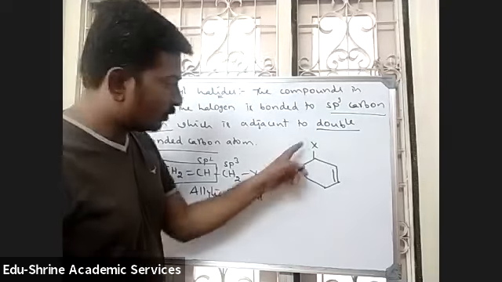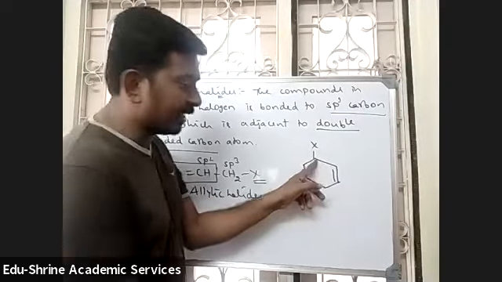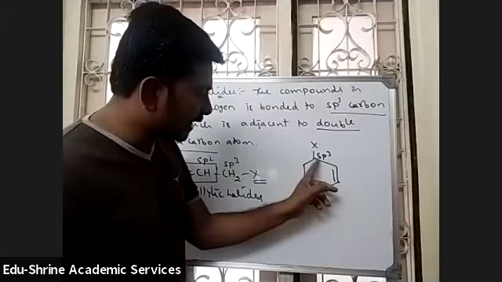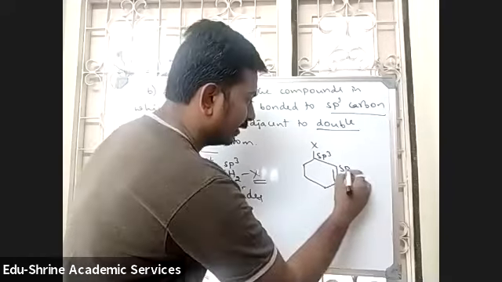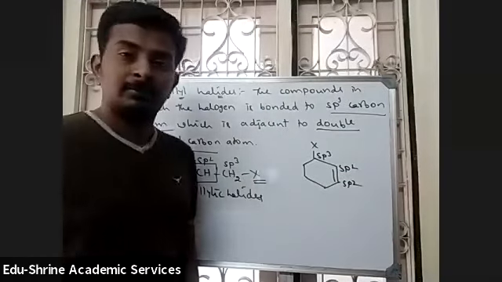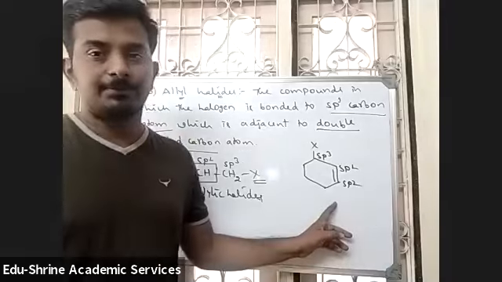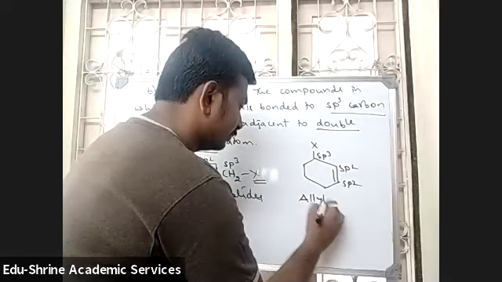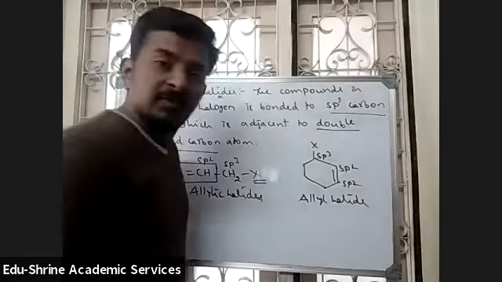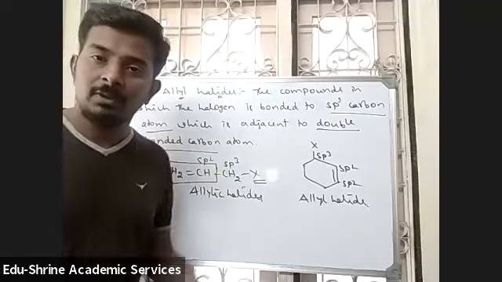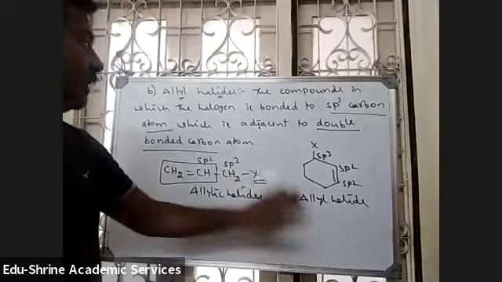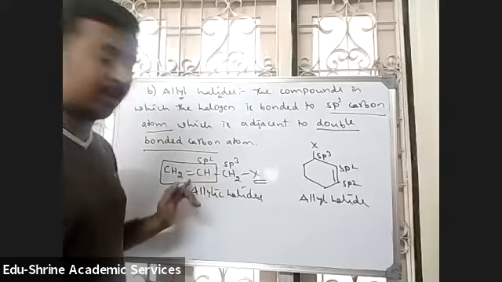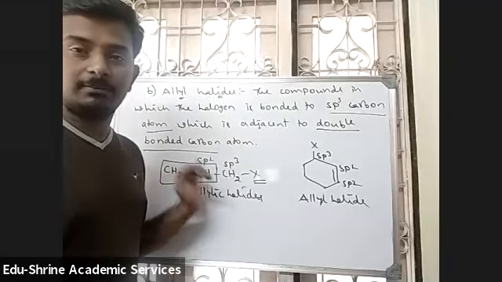See here. So halogen is bonded to this carbon atom. What is the hybridization of this carbon atom? sp3. All are single bonds. Further, this sp3 carbon atom is bonded to a double bonded system. So what type of halide is it, students? It is an allyl halide, an allylic halide. Halogen must be bonded to an sp3 carbon atom, which in turn must be bonded to a double bonded system. It is called an allyl halide.